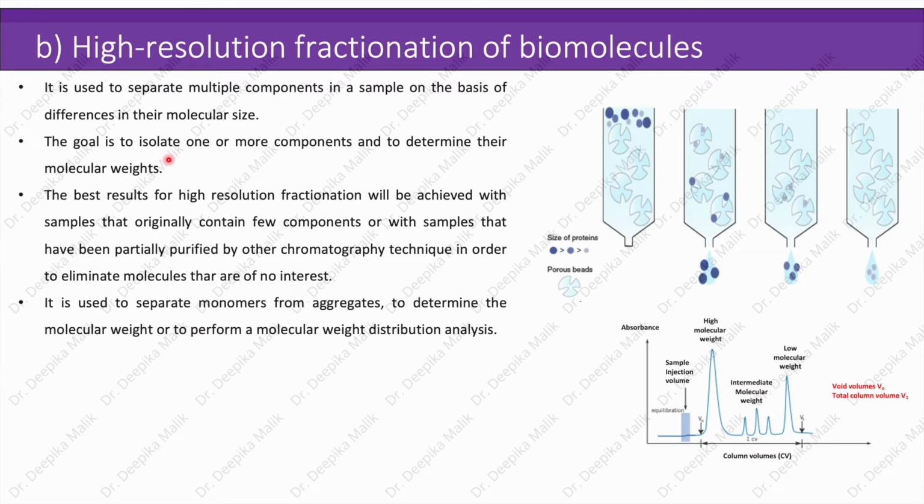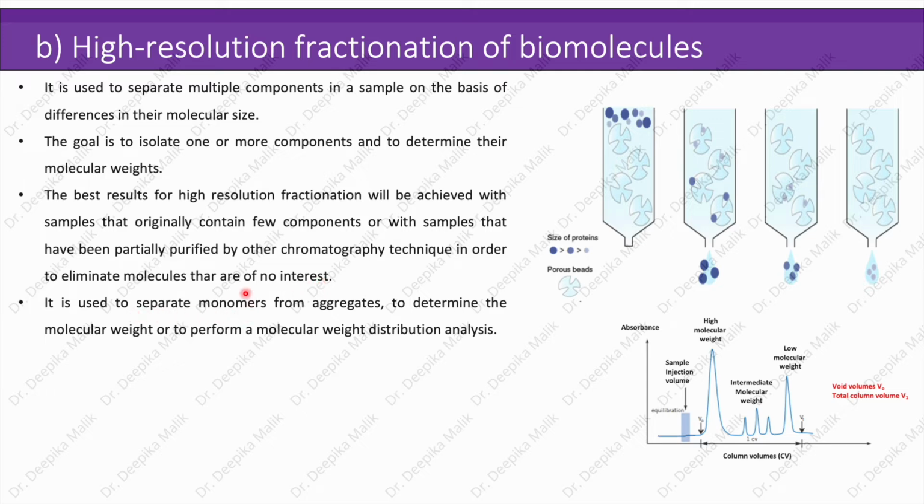The next type is the high resolution fractionation of biomolecules. It is used to separate multiple components in a sample on the basis of differences in their molecular size. The goal is to isolate one or more components and to determine their molecular weight. The best result for high resolution fractionation will be achieved with samples that originally contain few components or with samples that have been partially purified by other chromatography techniques in order to eliminate molecules that are of no interest.